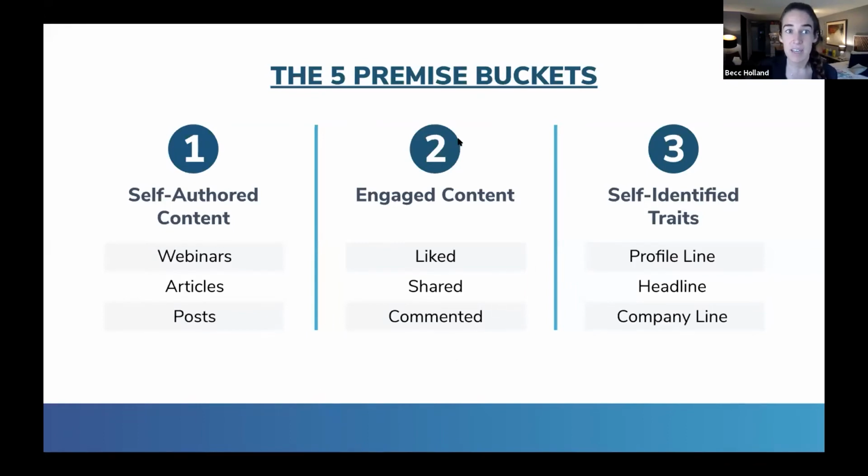The second bucket here is engaged content, not quite as strong as bucket number 1, but this is content that they liked, shared, or commented on, but didn't author themselves. I'm going to go quickly here, I've got to speed up. The third bucket is going to be profile line, headline, company line. This is anything that someone wrote about themselves.